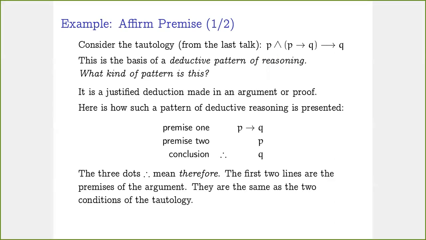What does this mean? It's a justified deduction made in an argument or proof. Here's how such a pattern of deductive reasoning is presented. Premise 1 is P implies Q. Premise 2 is P. The conclusion is Q.